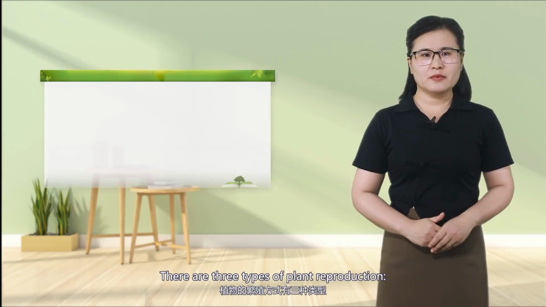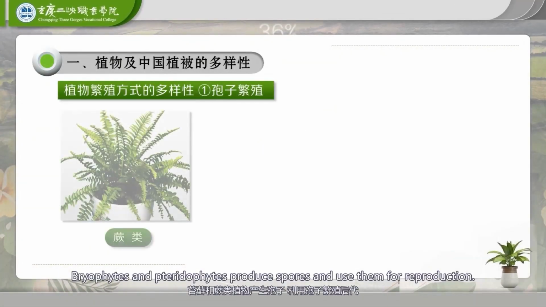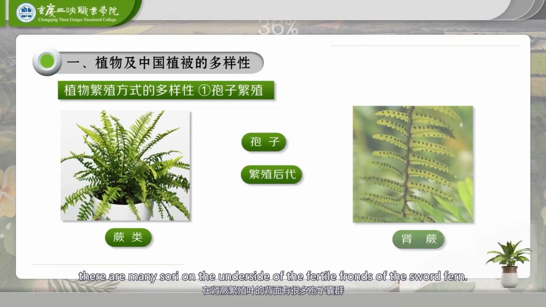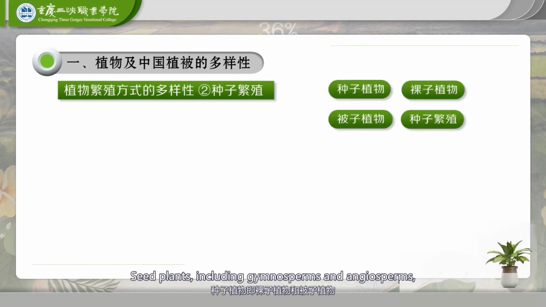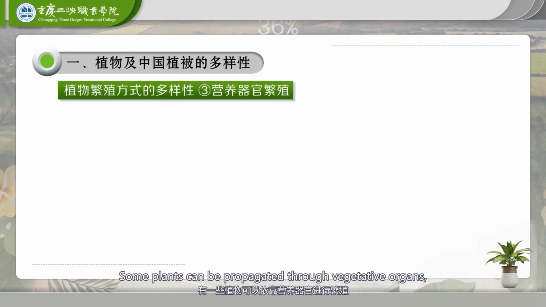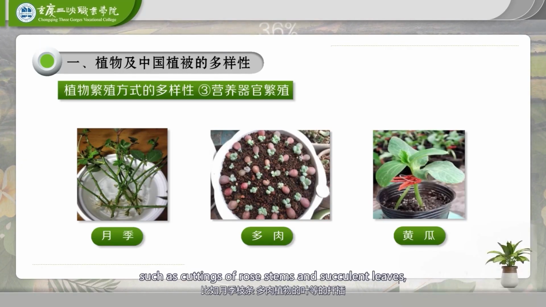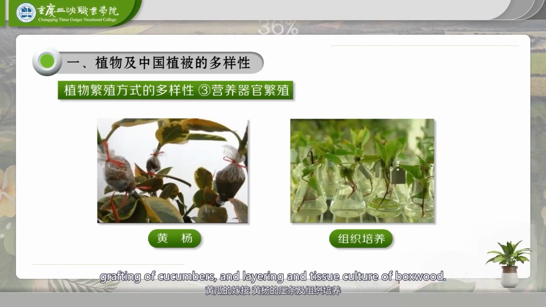There are 3 types of plant reproduction: spore reproduction, seed reproduction, and vegetative reproduction. Bryophytes and pteridophytes produce spores and use them for reproduction. For example, there are many sori on the underside of the fertile fronds of the sword fern. Seed plants, including gymnosperms and angiosperms, primarily rely on seeds to reproduce, known as seed reproduction. Some plants can be propagated through vegetative organs, such as cuttings of rose stems and succulent leaves, grafting of cucumbers, and layering and tissue culture of boxwood.